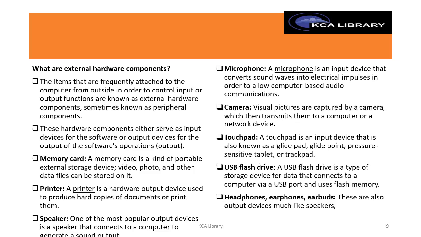Let's look at external hardware components. These are components that we attach to the computer, for example the memory card, the printer, speakers, camera, microphones, touchpad, USB flash drive, headphones. All these are external hardware components. External hardware components are items that are frequently attached to the computer from outside in order to control the input and output functions of the computer.